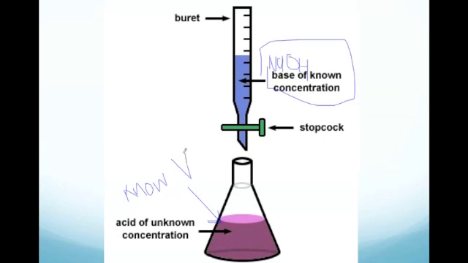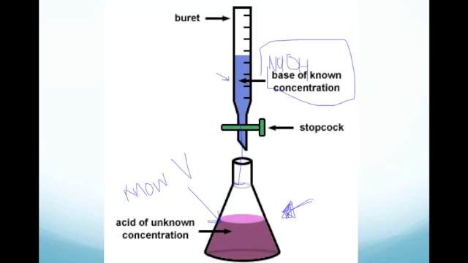Know the volume. And for us, we're going to be using vinegar, and we're going to be determining what percentage of vinegar we have. So we're looking for the concentration of vinegar. We know the concentration of our base. When we open up the stopcock, this base will flow in. Our base is actually going to be clear. Our acid is going to start out also clear.